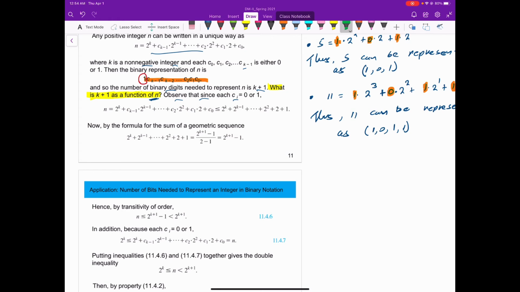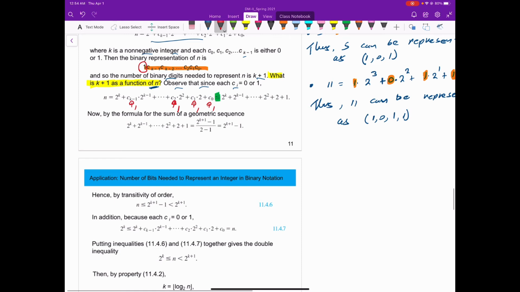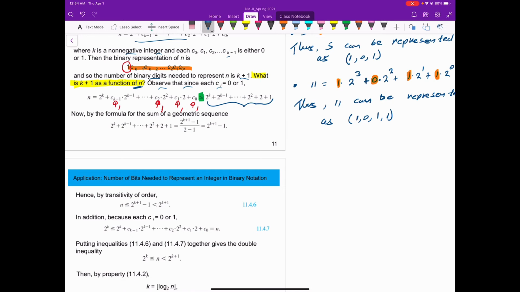This is greater than or equal to, because you are replacing all the values here with 1, here 1, here 1, here 1. You replace all the c values by ones. All right. Now this series, which is familiar to you, this series is called a geometric series.